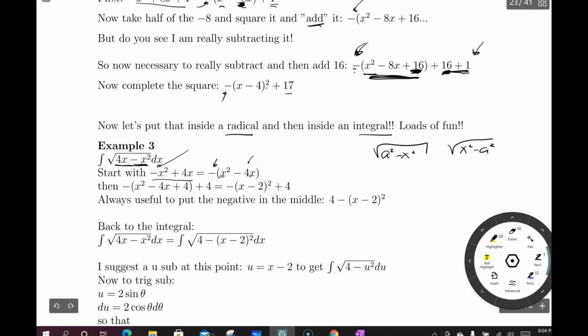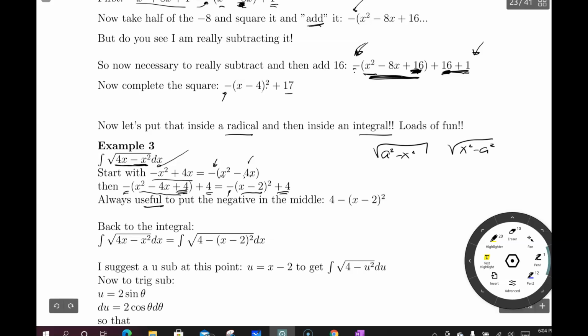So I'm going to take half of my negative 4, which is negative 2, square it, which is 4. So I added 4. Oh, but I really subtracted 4, so I add 4. Then this gives me the complete square of x minus 2 squared. Keep the negative out in the front, and then this plus 4 is at the end.